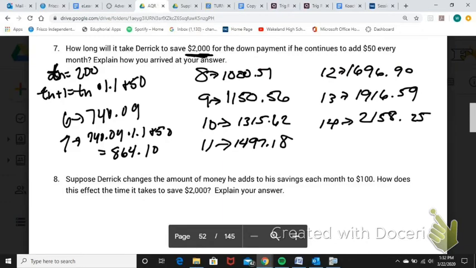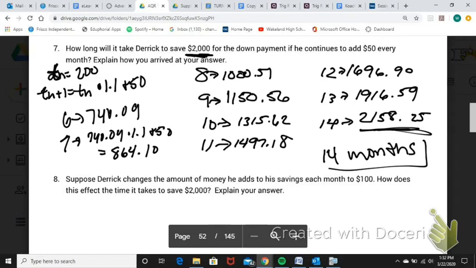Okay, so in this case, rounding up or down to the nearest cent isn't really going to affect your final answer here. But if we keep going all the way through, we're going to see that after 14 months, we're going to get $2,156.25. So that's going to be at least that $2,000. So 14 months here is going to be your final answer. So all we did was just take the number before, multiply that times 1.1 and add 50 and get the number after that, and continually did that, and we arrived at 14 as our final answer.